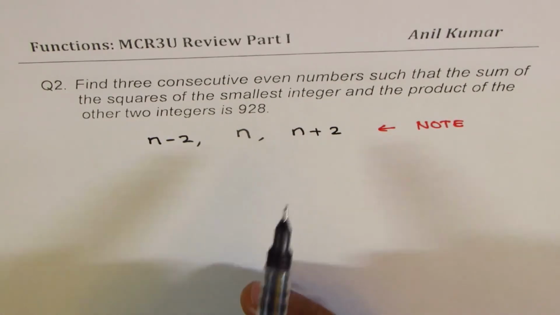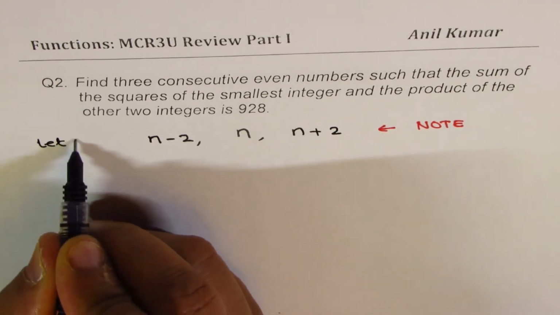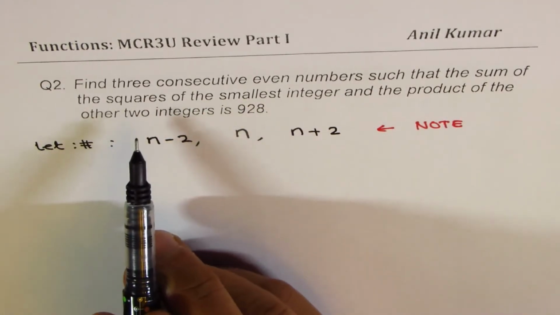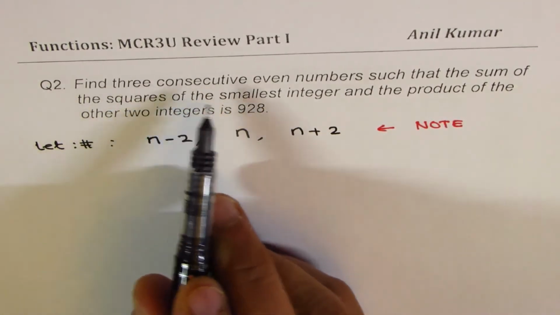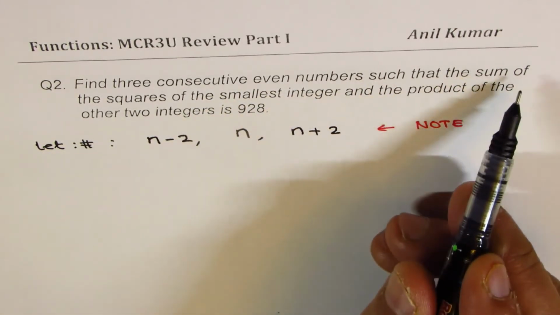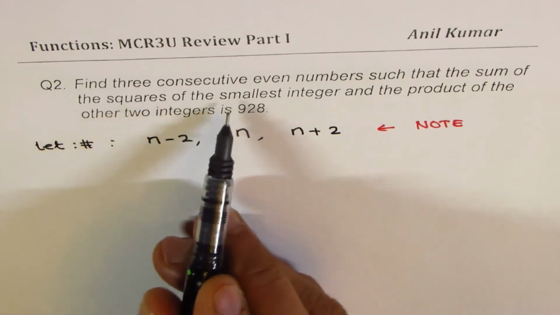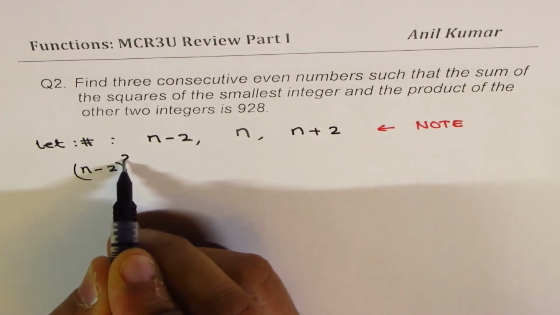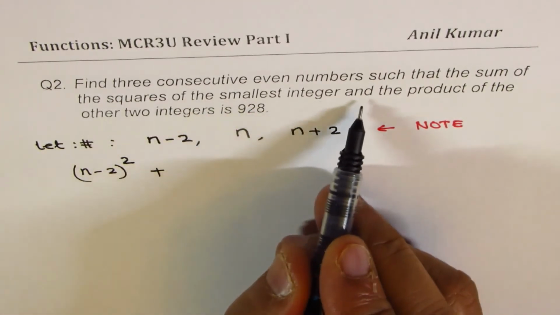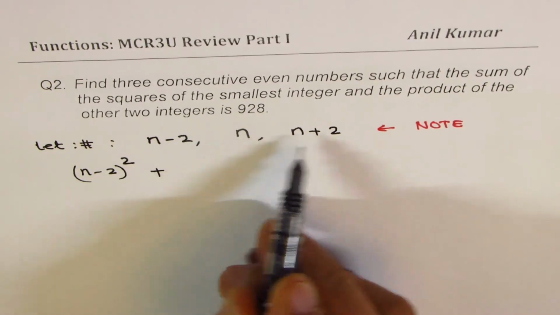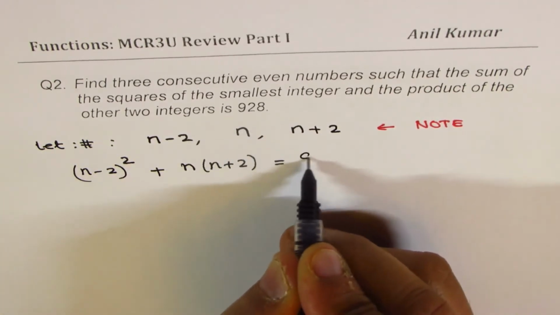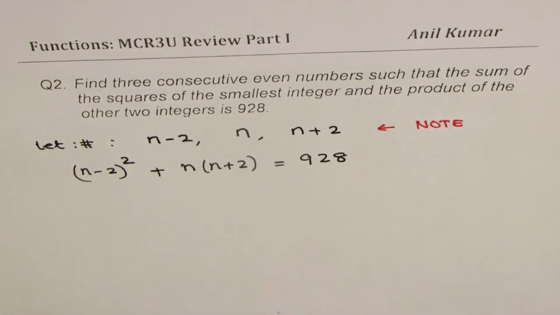Now let's write the equation. So that is a let statement. So let the numbers be as shown here. Now it says, find 3 consecutive even numbers such that the sum of the squares of the smallest integer, that means we have to add the square of the smallest integer, and the product of the other 2, which means n times n plus 2, is equal to 928. Do you understand the equation? That is how we have to get the equation.